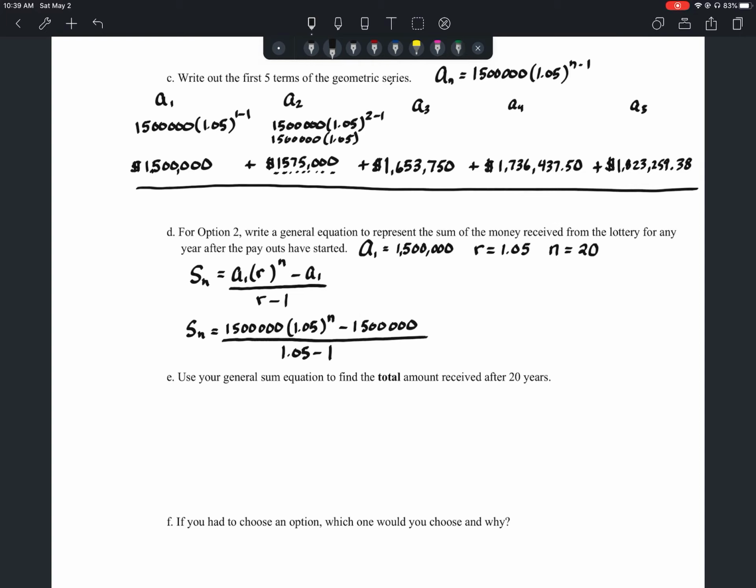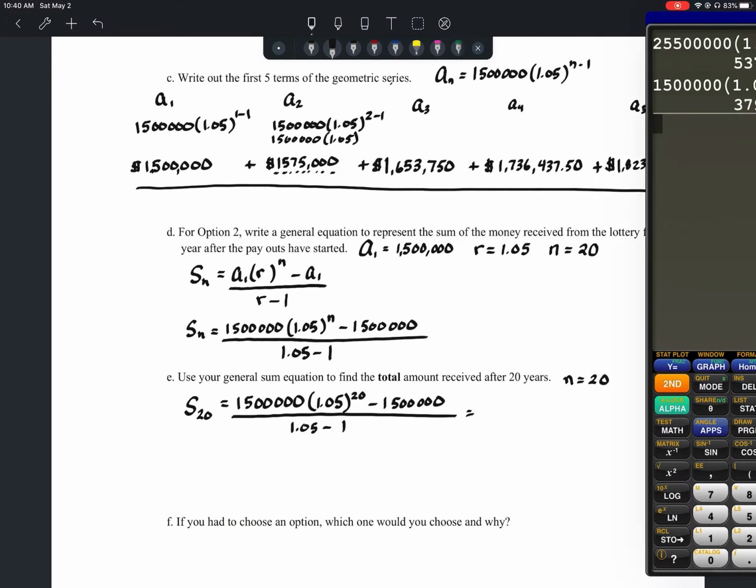And now we'll move on to E. It says use your general sum equation to find the total amount received after 20 years. So we'll take this here, and we're just going to take that n is equal to 20 and plug it in. So the sum of the money after 20 years will be 1,500,000 times 1.05 to the 20th power minus 1.5 million, and then all divided by 1.05 minus 1.